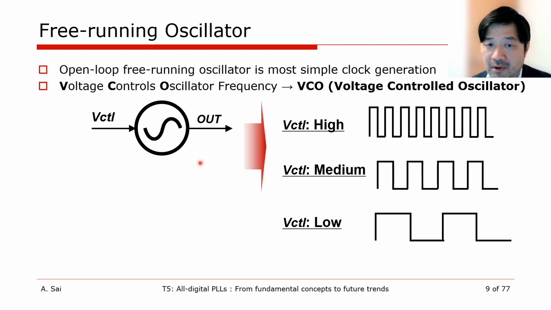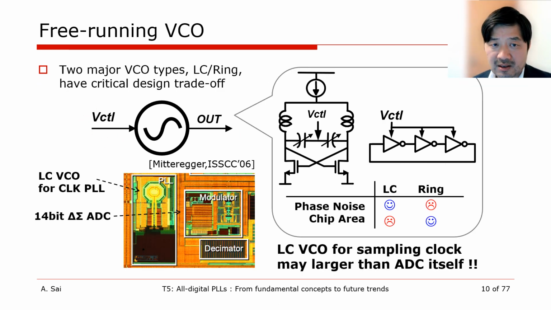The applied input voltage determines the instantaneous oscillation frequency. Consequently, a VCO can be used for frequency modulation or phase modulation by applying a modulating signal to the control input. There are two main types of harmonic VCO, LC tank and ring. These have clear performance design trade-offs.